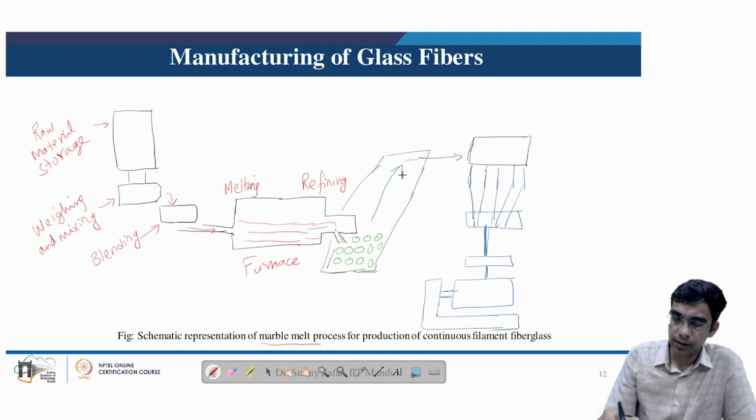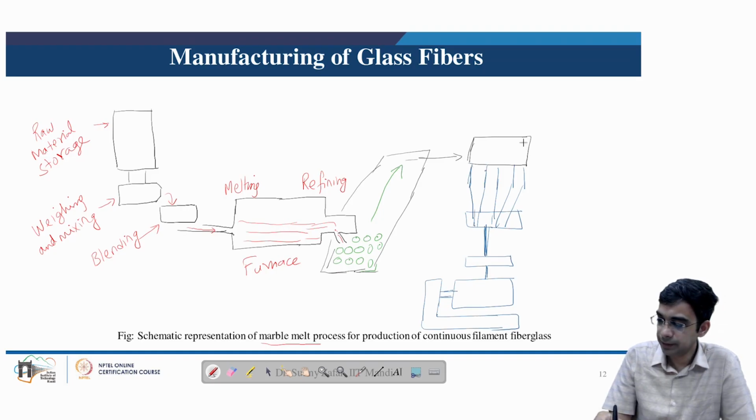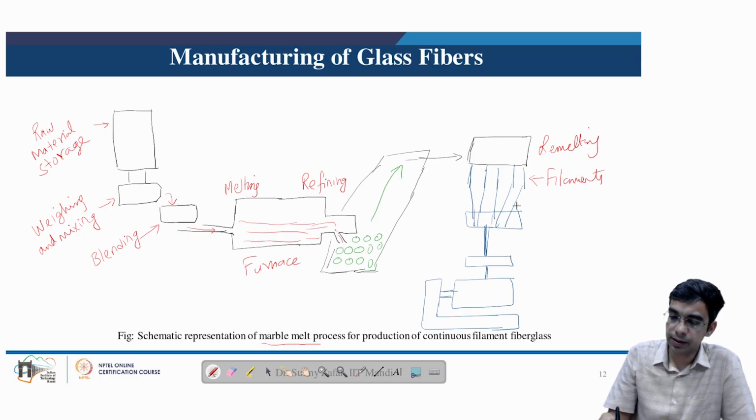And then these marbles are taken again for remelting. So here the remelting of the marbles is done, and then various filaments are produced here, as the melt is allowed to pass through the various orifices on a bushing, as discussed previously.